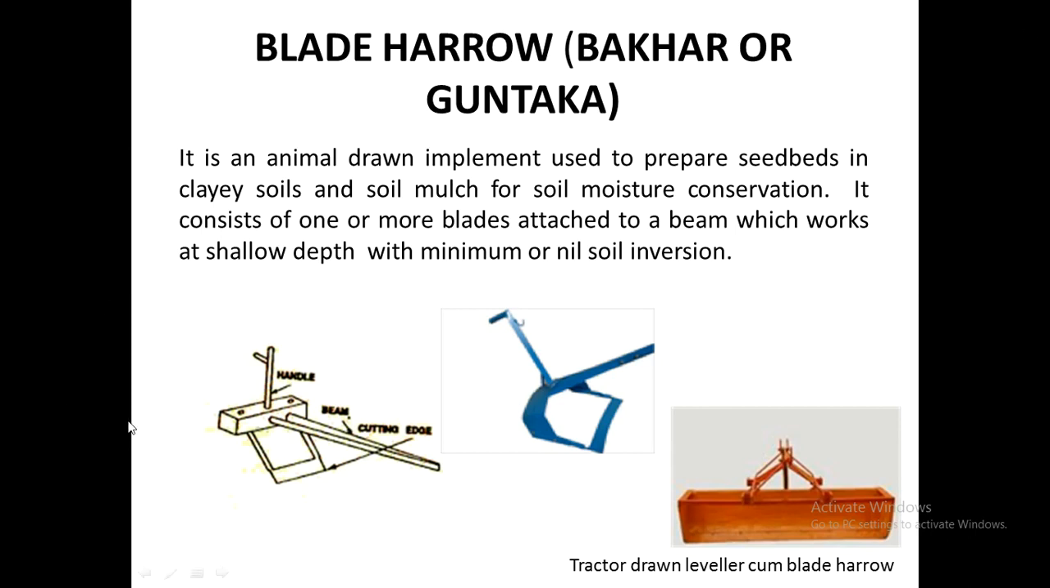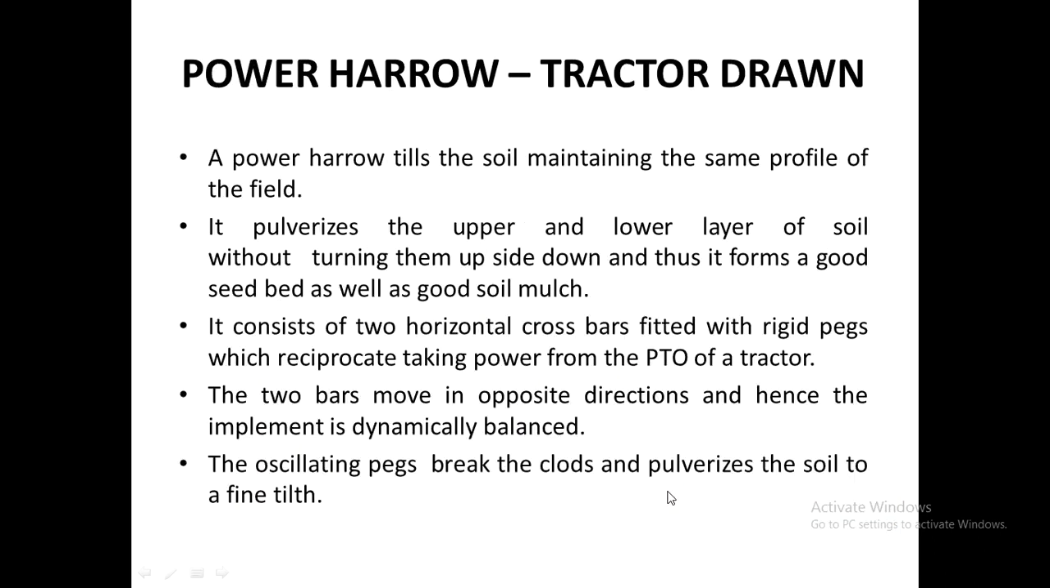So there are different types of harrows. They can either be animal drawn or tractor drawn. So to the left you can see the animal drawn type of blade harrow, and to the right you can see the tractor drawn type of blade harrow. Now the blade harrow can also be used for land leveling purposes. So the last one is a power harrow.